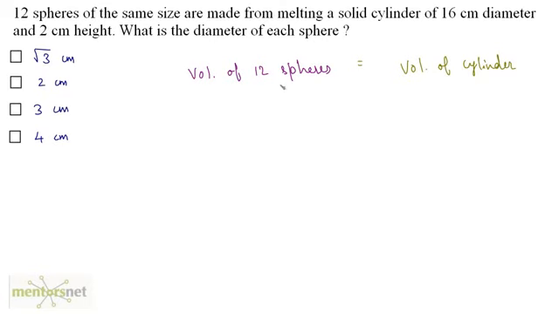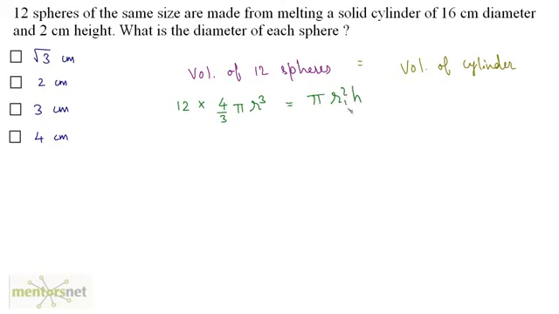Now, as the spheres are of the same size, I can say the volume of 12 spheres is equal to 12 times the volume of one sphere. So 12 times, what is the volume of a sphere? Well, that's 4 by 3 pi r cube. This is equal to the volume of the cylinder. Well, what's the volume of the cylinder? Well, that is pi r square h.